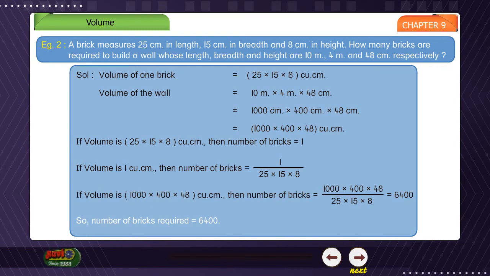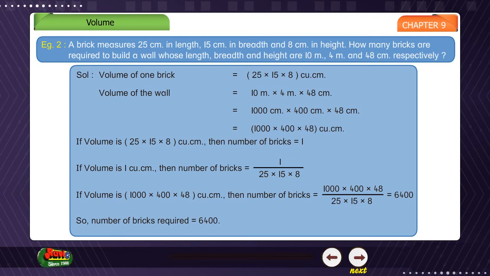If volume is 1000 into 400 into 48 cubic centimeters, then number of bricks is equal to 1000 into 400 into 48 by 25 into 15 into 8, is equal to 6400. So, number of bricks required is equal to 6400.